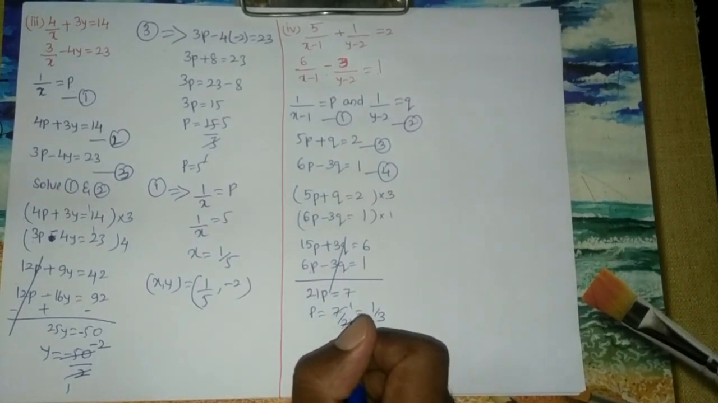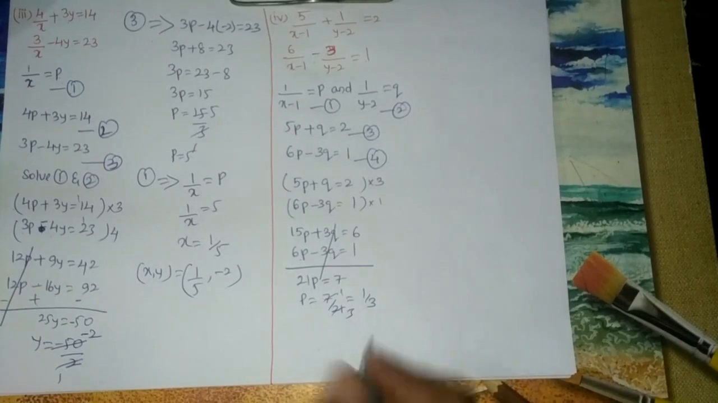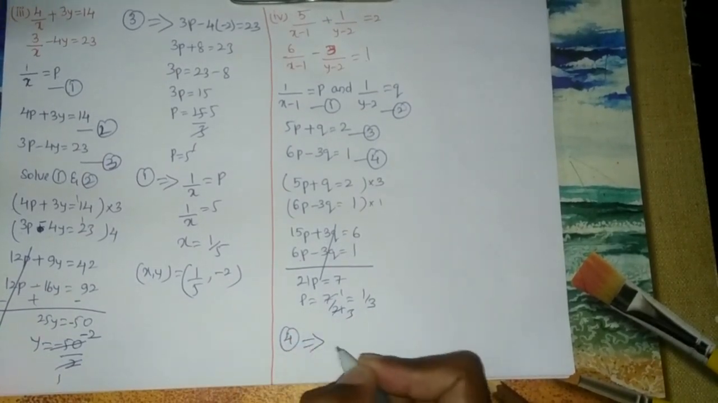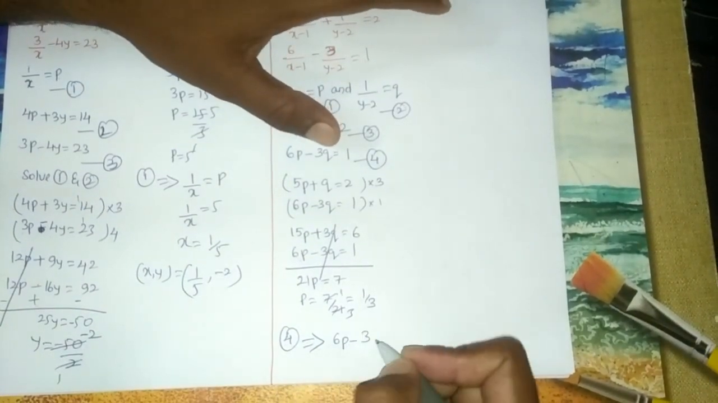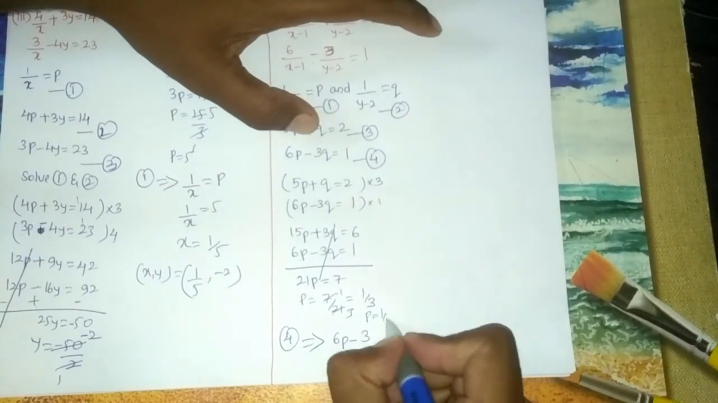Now substitute p equals 1 by 3 in any one of the equations, either equation 3 or equation 4. Let me substitute in equation number 4. So equation 4 is 6p minus 3 into q, and I have to substitute the value of p as 1 by 3.